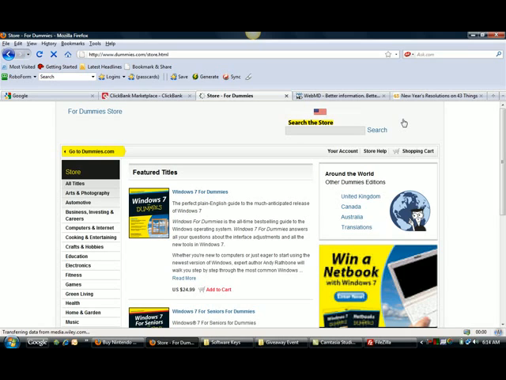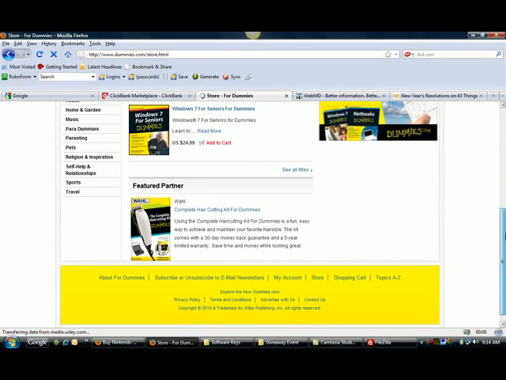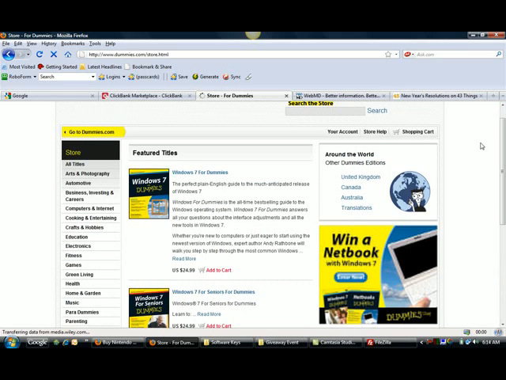What I find very interesting is that on dummies.com you can actually go and look through their store and get an idea of all sorts of potential niche markets. You've got here, for example, a featured title, Windows 7. That's a brand new operating system, so obviously people need help and need to find a solution for that. So if you could possibly become an affiliate for a product that talks about Windows 7, that might be a good niche to go after.